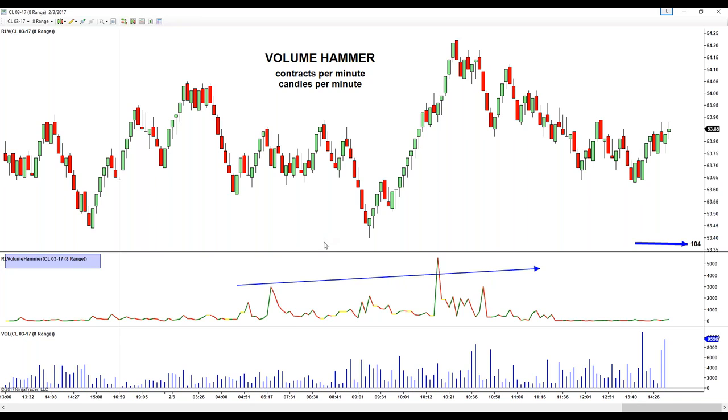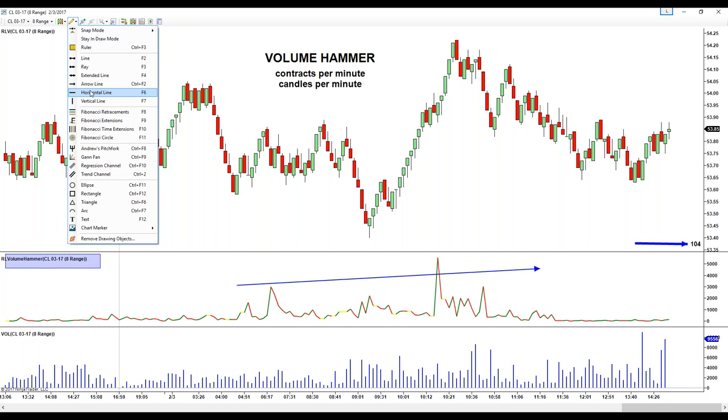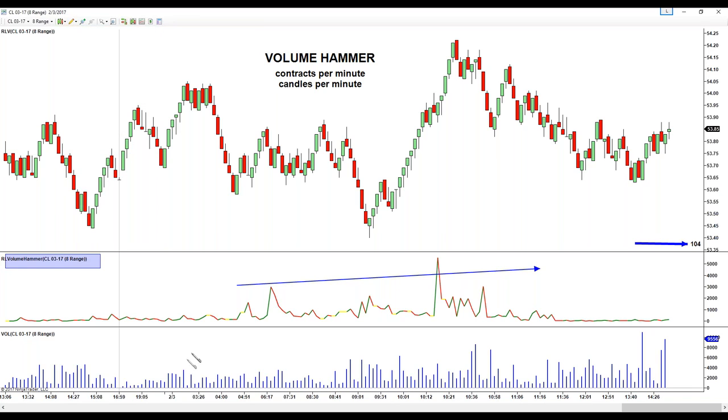Now, if you take a standard volume indicator, and almost all of them use this concept in one way or another, what they're doing is they're telling you the number of contracts that cross per candle.